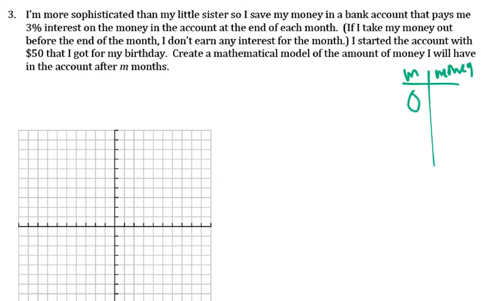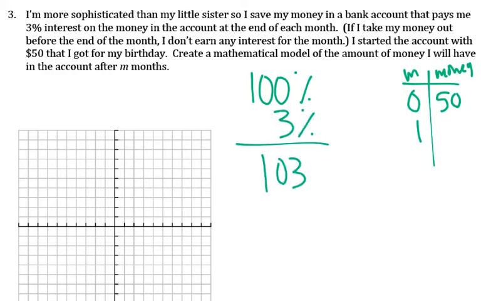So we started out with $50 he got for his birthday. Then after the first month, he earns 3% interest. Okay, so what are we doing? Well, to earn interest means you take the full amount, the 100%, and you add to that the 3%, right? So we're making 103% of our original. Now, we don't just add that 103%, we have to multiply it by the 50.